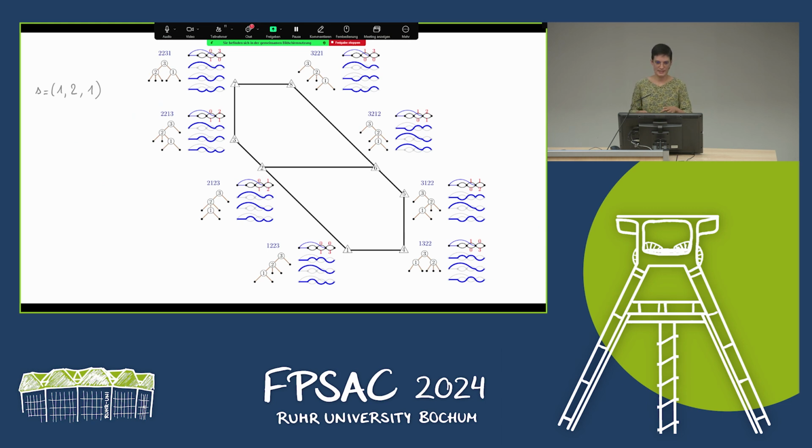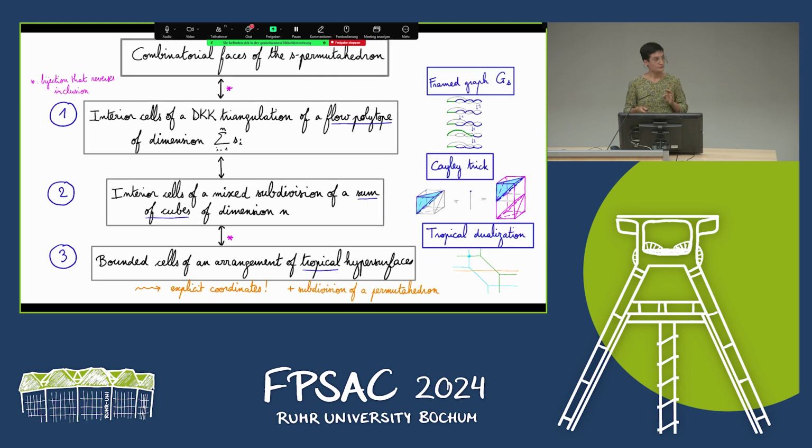Okay, and this is a picture, for s is 1, 1, 1, of the dual graph of this DKK triangulation, where the vertices are indexed by the s-decreasing trees, the s-permutations, and the maximal cliques of routes. So we did this first step, and now the second and third steps are first to reduce the dimension. I will present the Cayley trick, and finally this tropical dualization step.